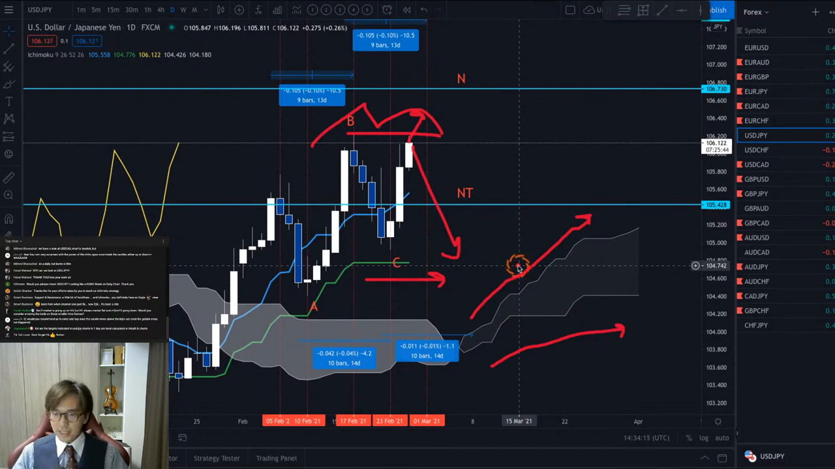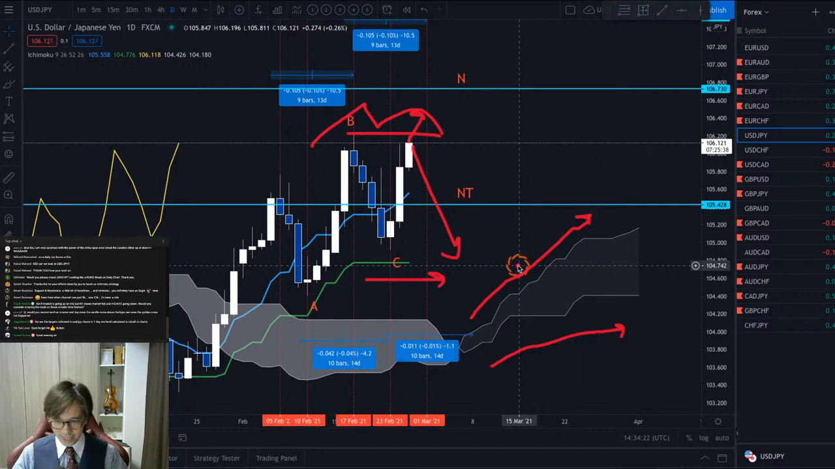Let's see. Support resistance, a bit of trend lines, and Ichimoku. You definitely have an eagle view. Yeah. Bird's eye view is important. That's true.